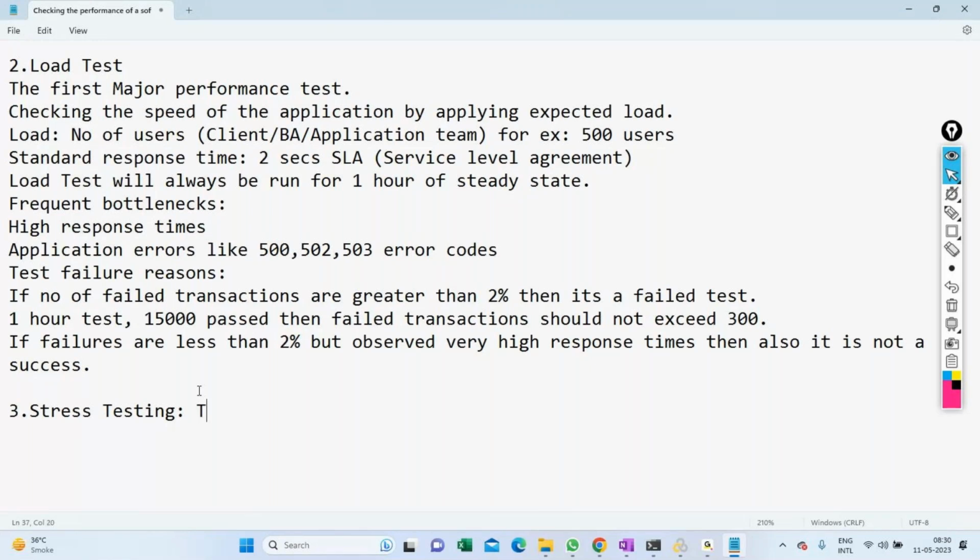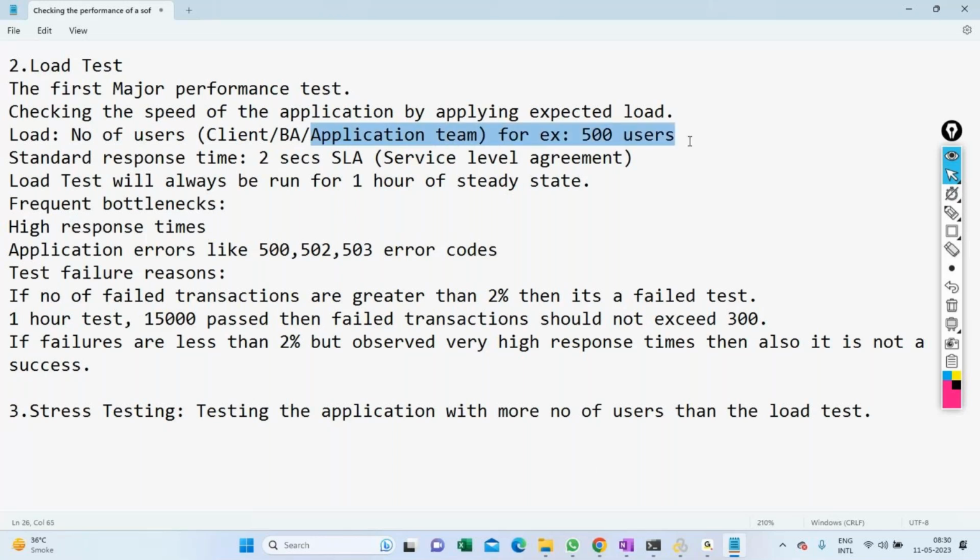Testing the application with more number of users than the load test. Simple. No need to think much. Whatever the number of users that you tested here in the load test, anything above that can be a stress testing.